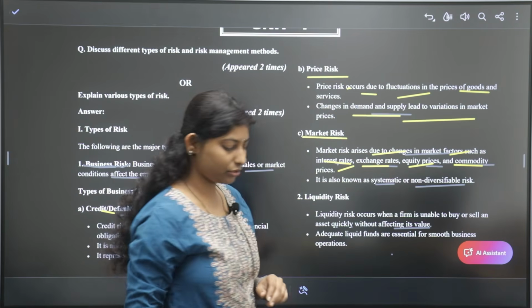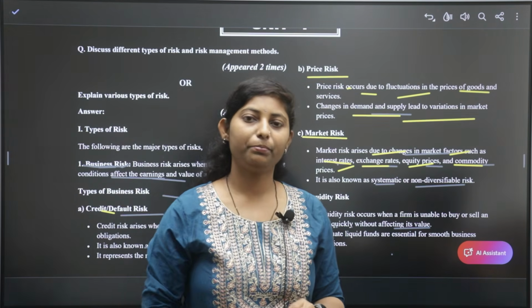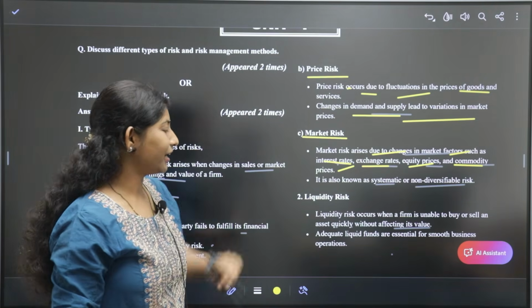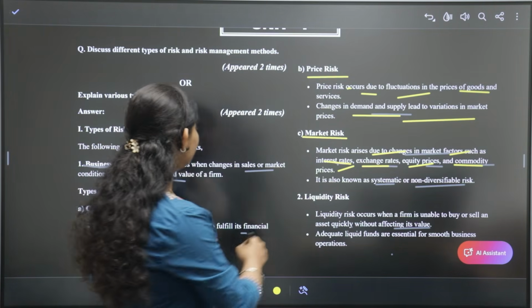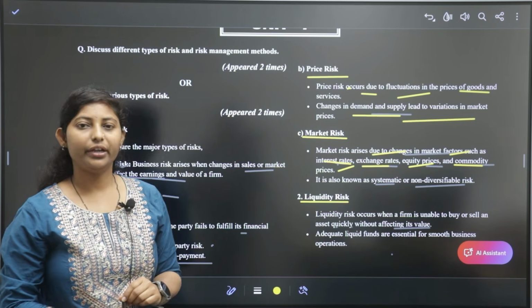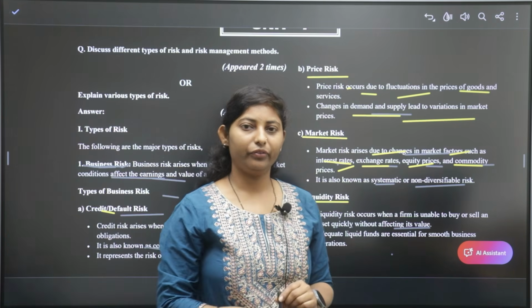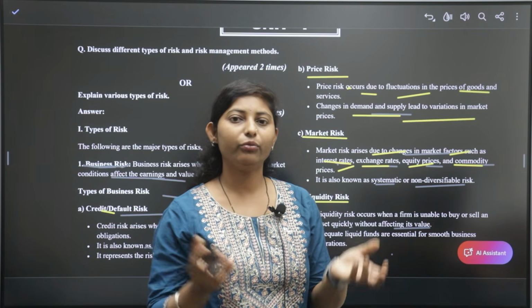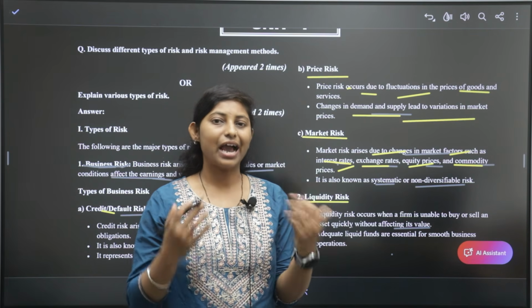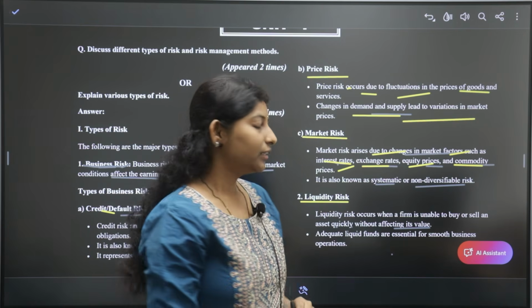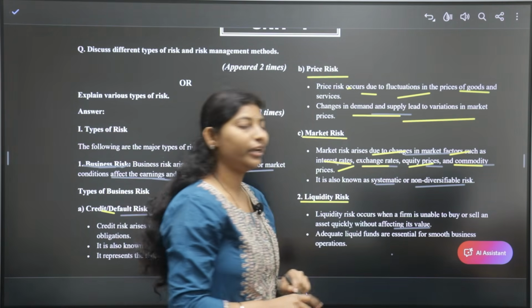So these are the factors that are going to affect you in your business. When these things affect, it is called market risk in a business. Next, we have the second type of risk, which is liquidity risk. Liquid, as we know, is something that can easily be converted into cash. When an asset or liability cannot be converted easily into cash, we call such risk liquidity risk.